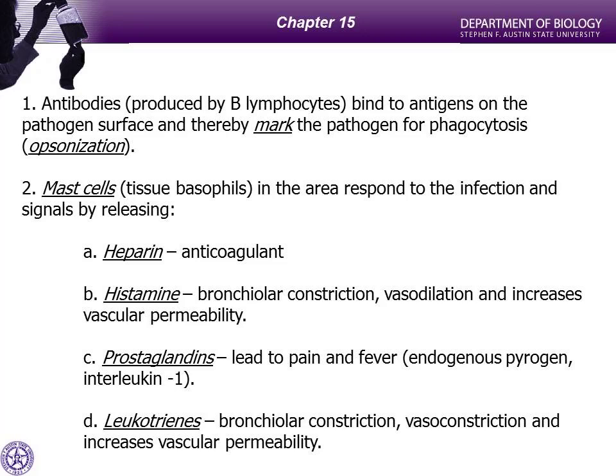Leukotrienes are also present in our mast cells. Again, increasing vascular permeability, making that blood vessel leaky, making it easier for the white blood cells to diapedese out of the circulation and get to the tissues where you typically have the infection. That's what all these things are geared toward. So many of these cytokines from the mast cells are going to be assisting in getting more blood there and getting the cells out into the tissues.